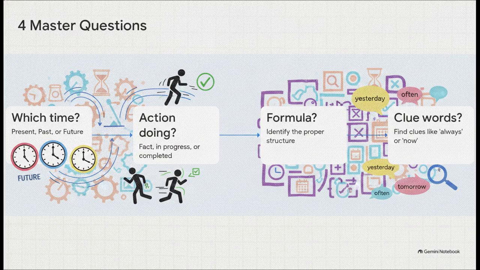So how do we actually use that grid? Well, you just need to ask yourself 4 master logic questions. First, which time is it? Present, past, or future? Second, what is the action actually doing? Like, is it a fact? Is it in progress, or is it already completed? Third, what's the formula for that specific situation? And fourth, are there any clue words floating around like always or yesterday to point us in the right direction? This 4-question method is a total game changer. It replaces pure memorization with pure logic.